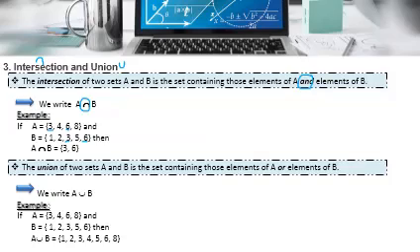Something new. We learned two terms, the intersection and the union. When I say intersection, the elements should be found in A and in B. When I say union, the elements should be found in A or in B.